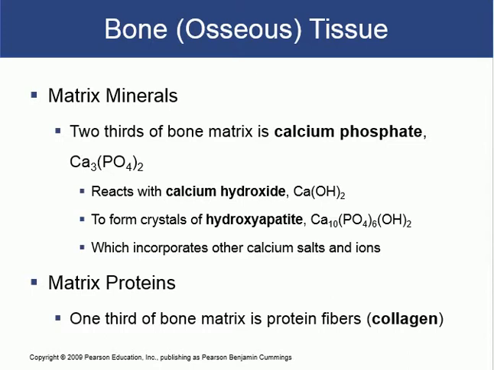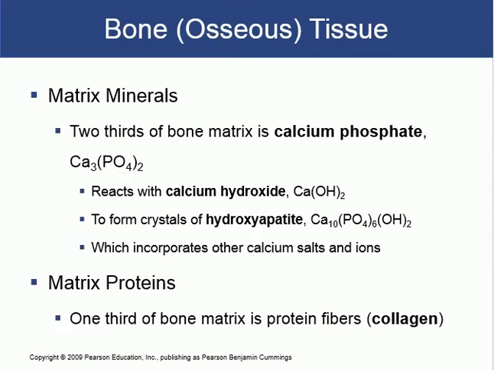The bony matrix itself, which contains the collagen fiber and calcium salts. What kind of calcium salts? Specifically, 2/3 is calcium phosphate. And the calcium phosphate will react with calcium hydroxide to form hydroxyapatite, and you need to remember that. So if I ask you about the calcium salt, there are different types of calcium salts. But what is the major one?